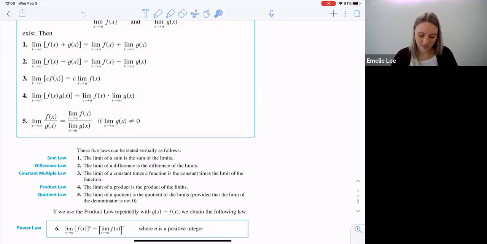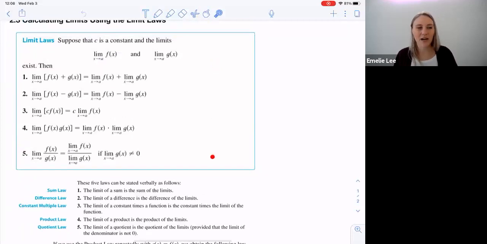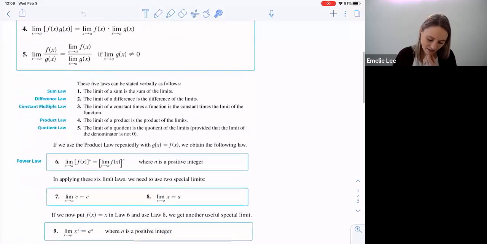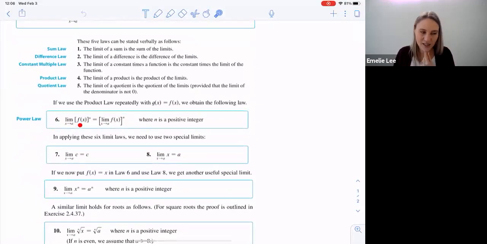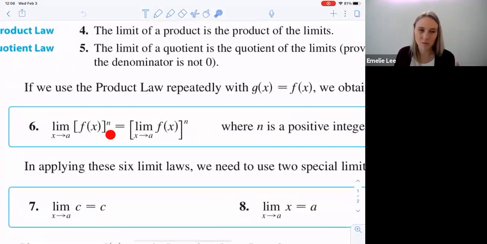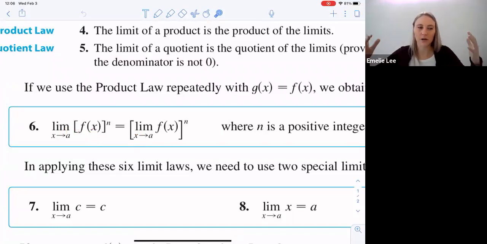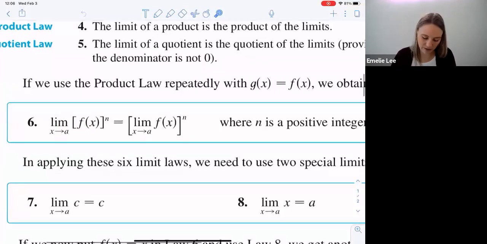So up here, laws 1 through 5, essentially you can float that limit inside the brackets and then calculate the limit that way. Same thing here, but a little bit different, because here you've got a function to the power of n, so you've got some exponent. Then you can float that limit inside, but then you're raising the limit to the power of n. So you can float that limit inside onto the f of x and then raise it to the power of n.